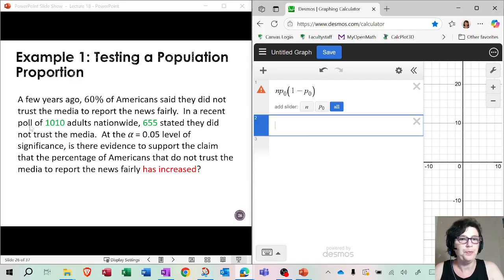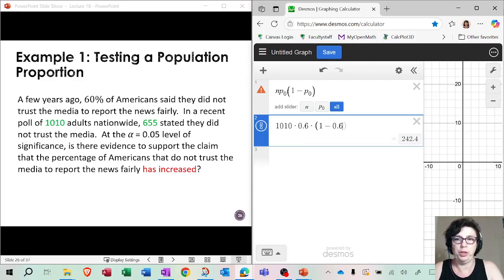So n is the bigger of the two numbers, which is 1,010, multiplied by p0. It's not 655 divided by 1,010 like you had for the confidence interval. This is now going to be p0, which is the null value, which is this value right here. So this is going to be 0.6, and then it's going to be 1 minus 0.6. So this number should be greater than or equal to 10, which it is. So we're good to go, and assumptions are satisfied.